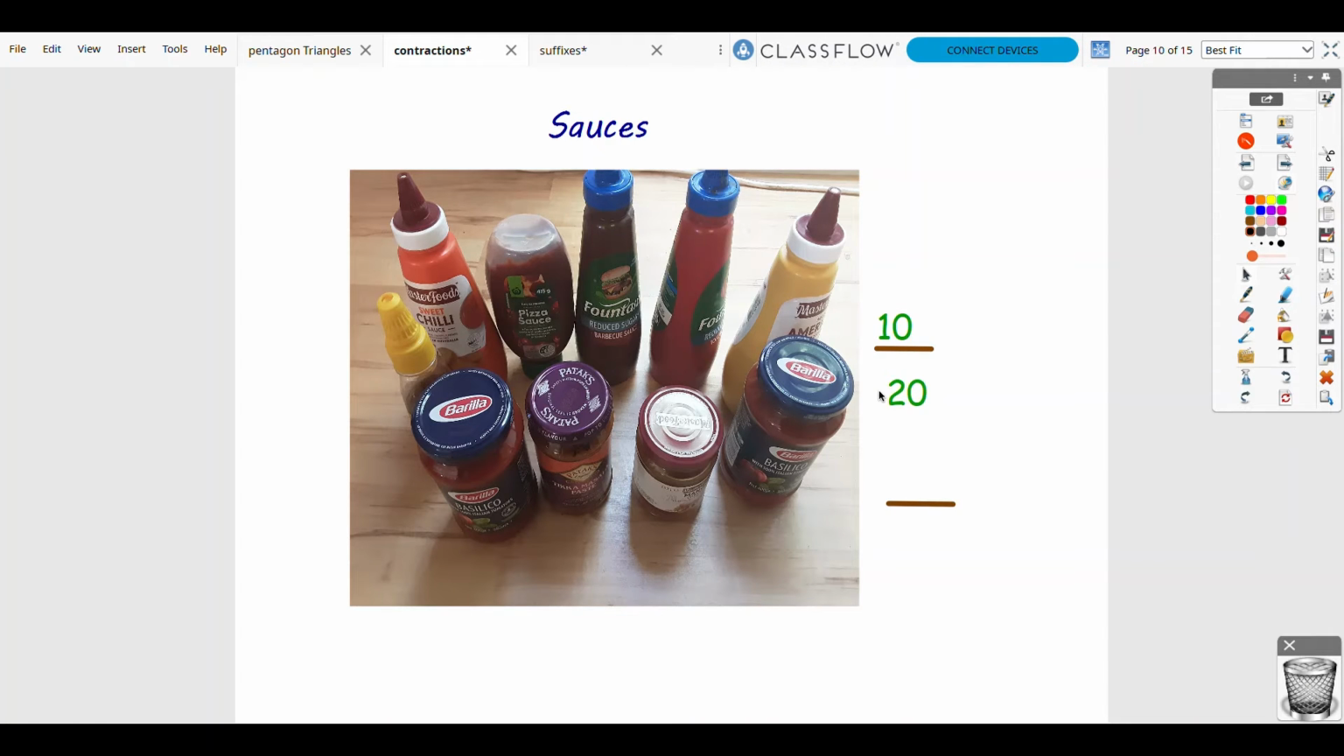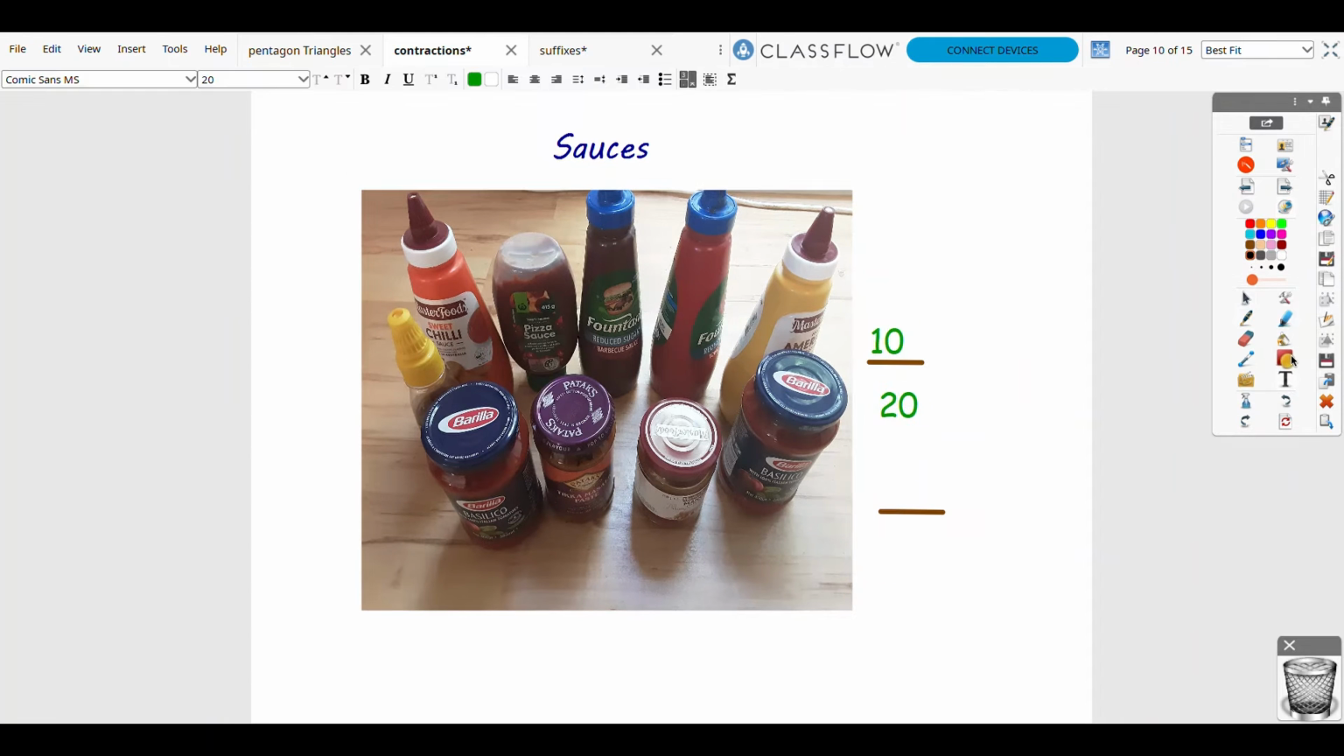10/20. I can rename that fraction. I can find an equivalent. Well, what's half of 20? 10. Did you hear that keyword I just said, half? Now, I can rewrite this fraction. We call this our equivalent. I can say there is 1/2 of my sauces, or 1/2 of my things in my pantry are sauces. That's pretty cool.